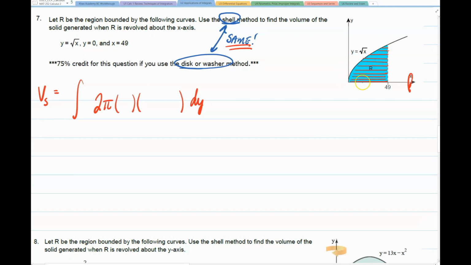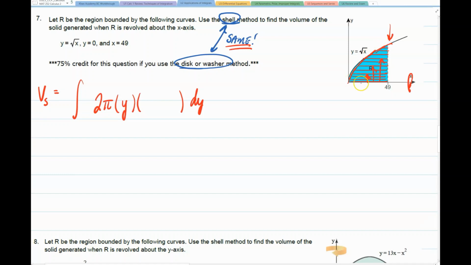Now the radius, again, is measuring from the axis of revolution to the edge of each of these shells. So that's pretty easy to establish. The radius is just whatever the y-coordinate ends up being. Now the height of these shells, and this problem's kind of interesting. The height is measured from this vertical line to this edge.